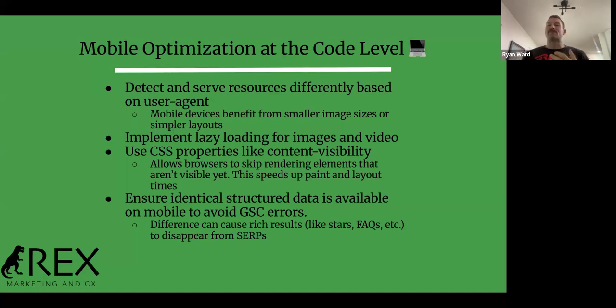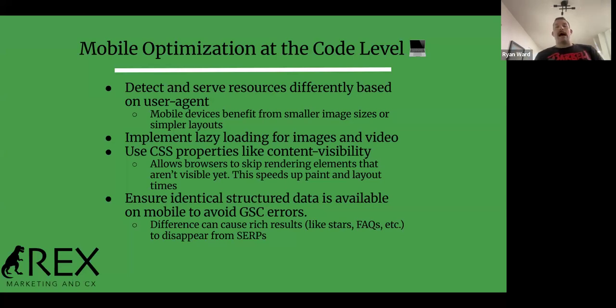Another technique is CSS properties like content-visibility. Content-visibility is a CSS property that can allow browsers to skip rendering certain elements that you don't want to have visible yet. Again, similar to lazy loading images, this can speed up your paint and layout times and improve your overall site performance in your Core Web Vitals, which are most important when it comes to the technical side of things.